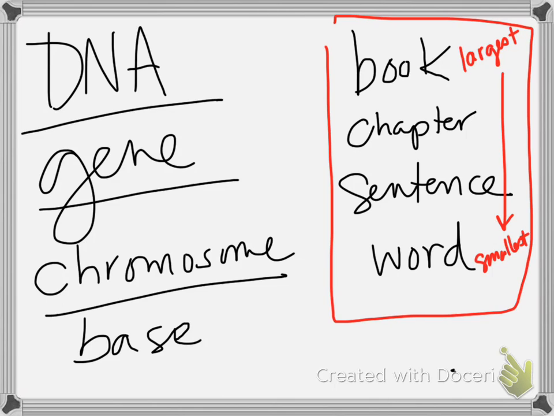If you could put the DNA, gene, chromosome, base in the same kind of order, how would you do it? So you can just cut and paste and move those around.